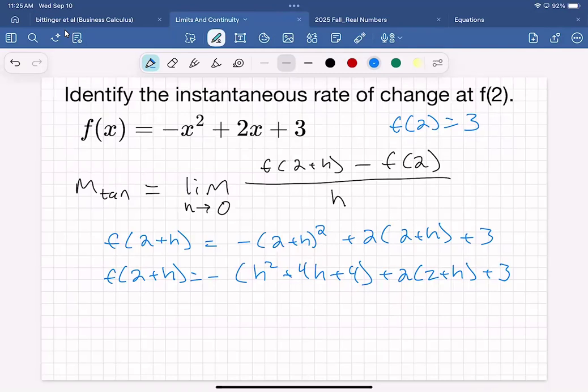Now, with that said, though, as mentioned, we definitely want to be careful with our negative sign here, because forgetting the 2 means I would have not distributed here. Well, the negative you have to distribute as well. What you'll see is that negative will make it negative h squared minus 4h minus 4. Okay.